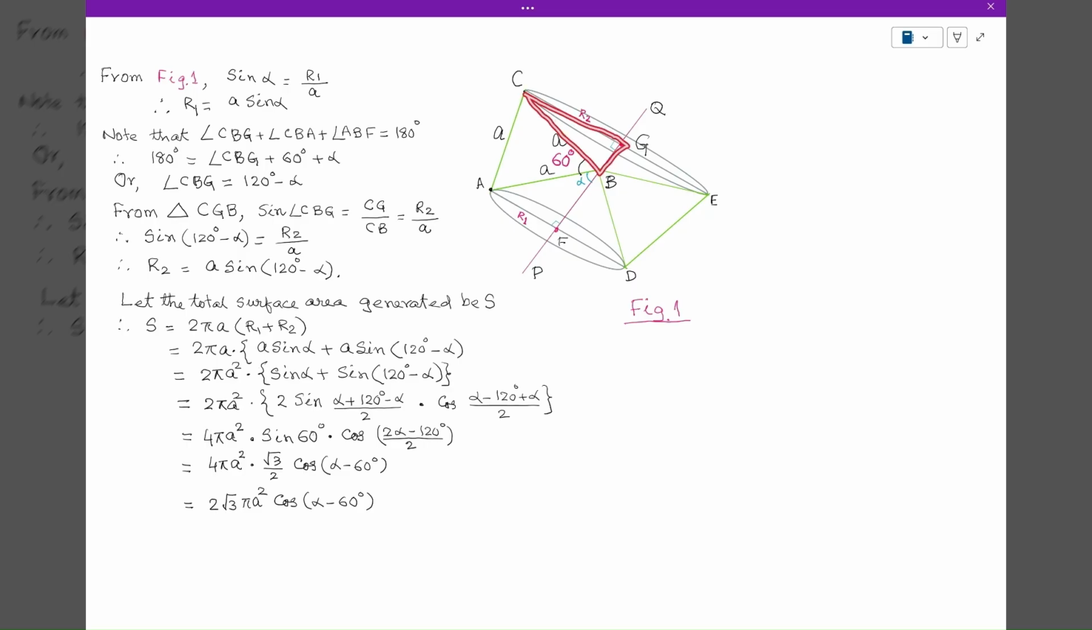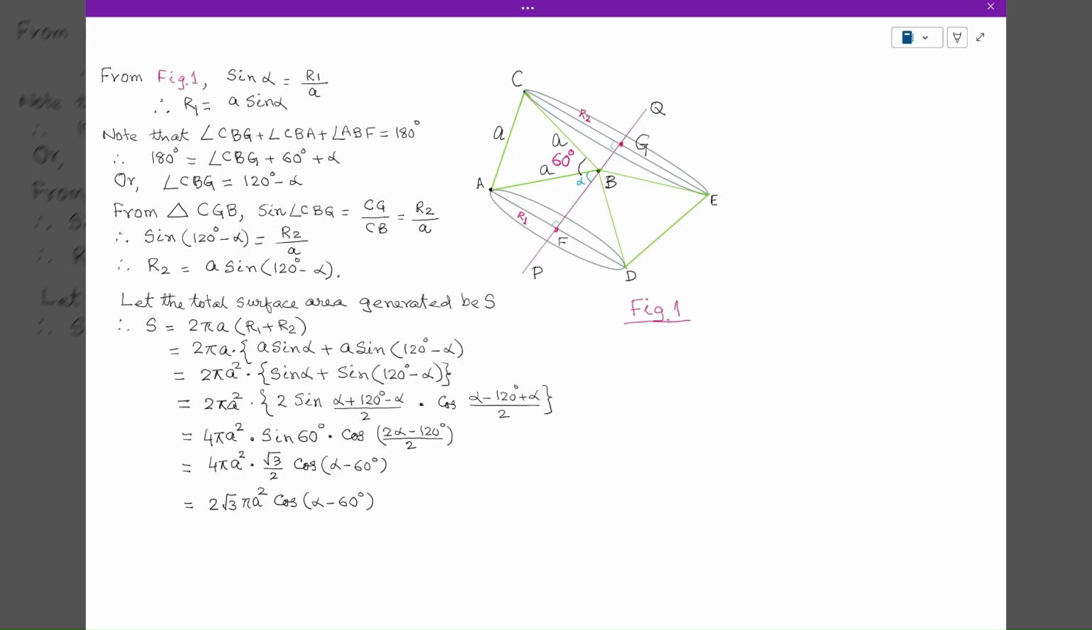From triangle CGB, that is from this triangle CGB, sine of angle CBG, that is sine of this angle, will be P divided by H, which is R2 divided by A. CG divided by CB, that is R2 divided by A. So, sine of 120 minus alpha is equal to R2 divided by A. Therefore, R2 is equal to A sine of 120 degrees minus alpha, which is R2, that is this radius.